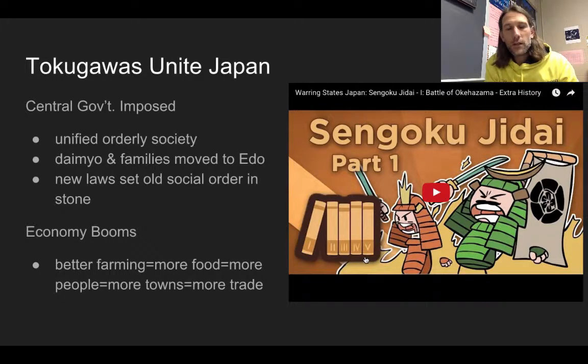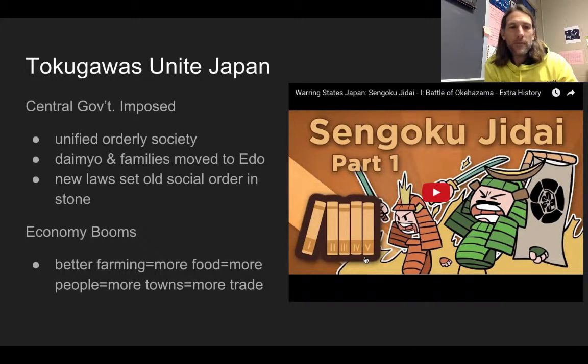And what they do to unite Japan is they take a lot of these old social order laws that had been in place for generations, and they pass new laws that set those things in stone so that they're immovable, and it creates a very ordered and structured society. The other thing the Tokugawas do is take the daimyos and their families and move them to the capital of Edo, so he can keep an eye on everything they do, and that brings about the end of these warring states.